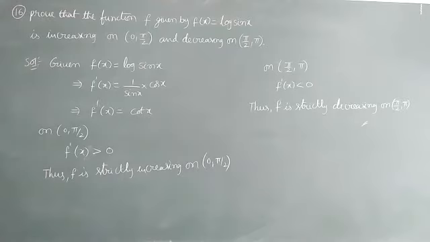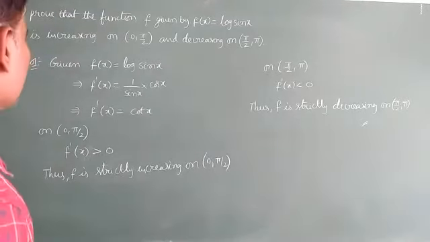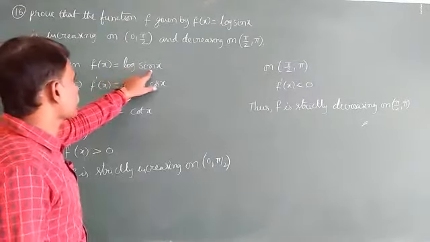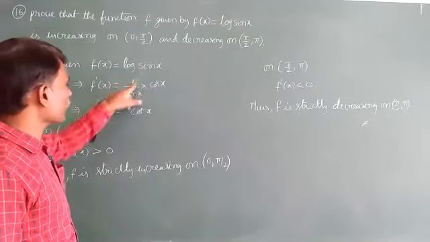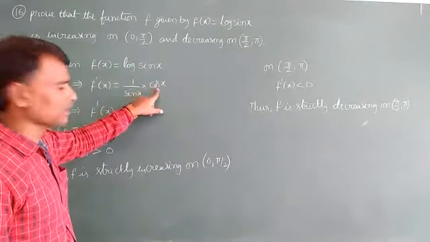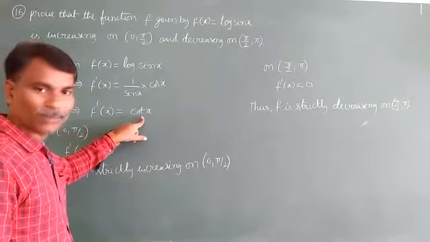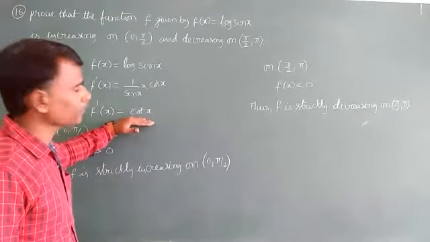Students, next, 16th one. Prove that the function f given by f of x is equal to log sin x is increasing on 0, pi by 2 and decreasing on pi by 2, pi. The given function: f of x is equal to log sin x. f dash of x equal to 1 by sin x into the derivative of sin x, cos x. Finally, f dash of x equal to cot x. This is our first derivative.